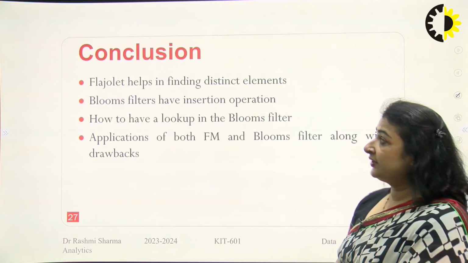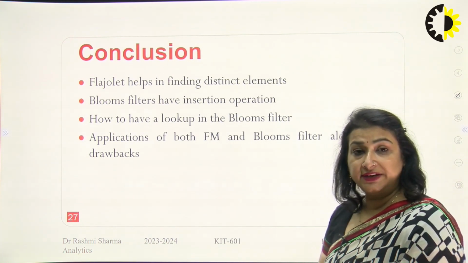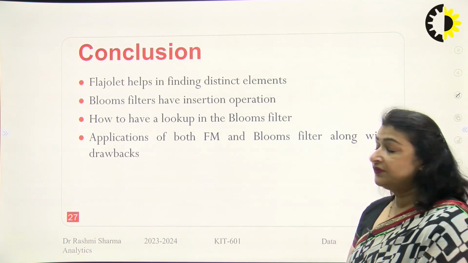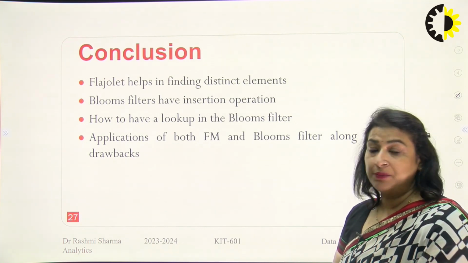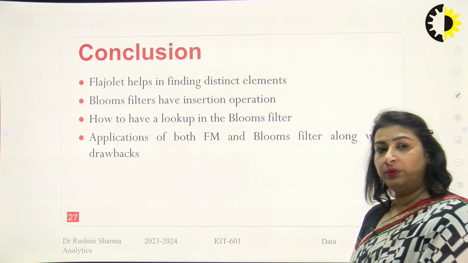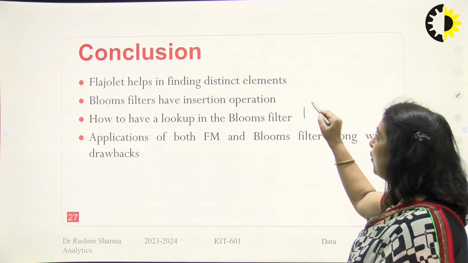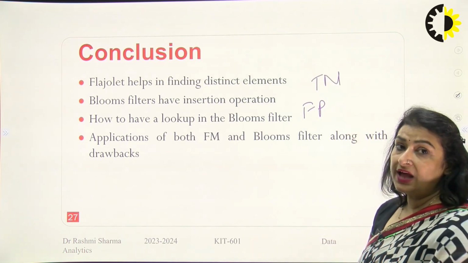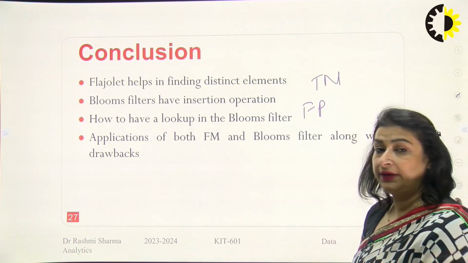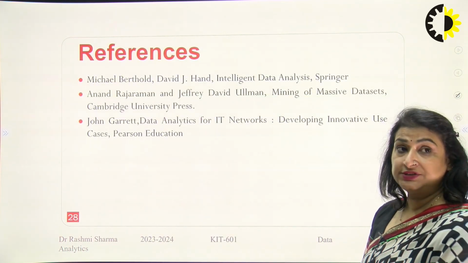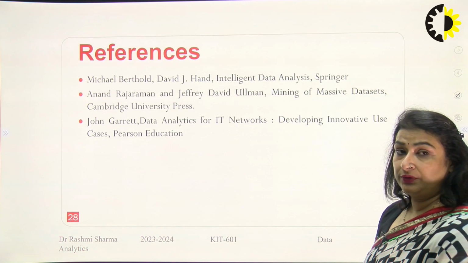So concluding, we have discussed finding the distinct elements, the naive algorithm along with the Flajolet-Martin algorithm. We have seen how we can filter the streams with Bloom filters and do a lookup to check if a particular element exists or not, false positive when it may exist and true negative when it doesn't exist, and seen the applications of both the Flajolet-Martin and the Bloom filter algorithms. These are some of the references from which I have taken these slides.